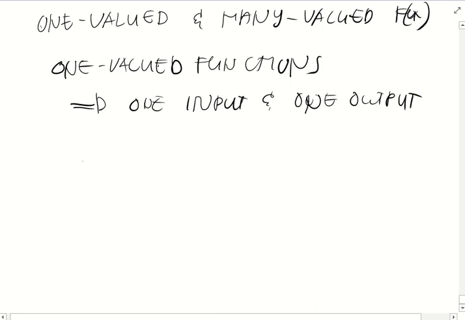So an example is a polynomial f of x equals x cubed plus 1. If you input a value here, let's say 1, then you will have a single value: 1 cubed plus 1. So 1 plus 1 is 2. So it's just 2, a single value. So that function can be considered a one-valued function.